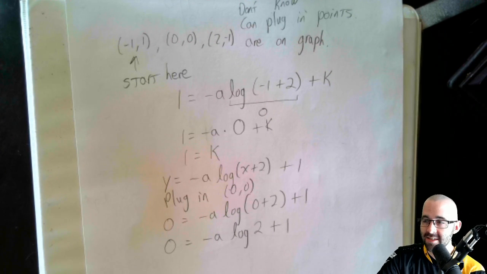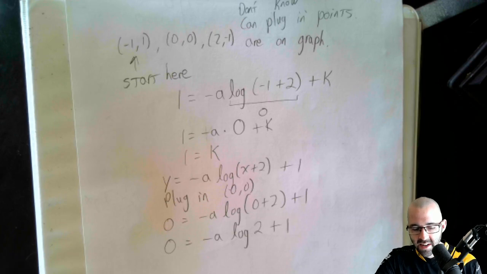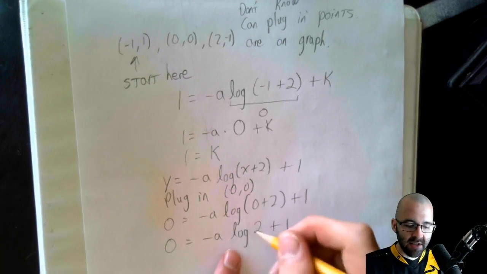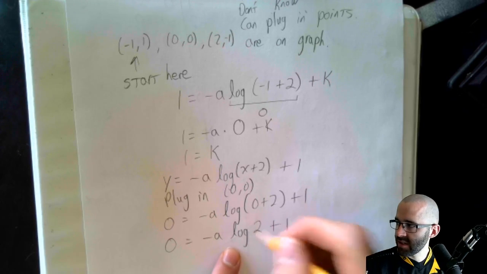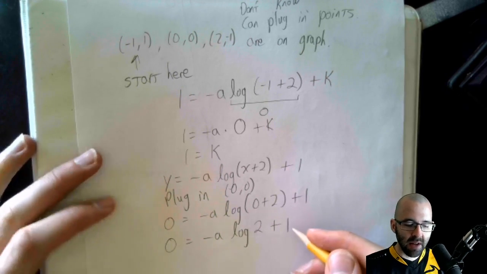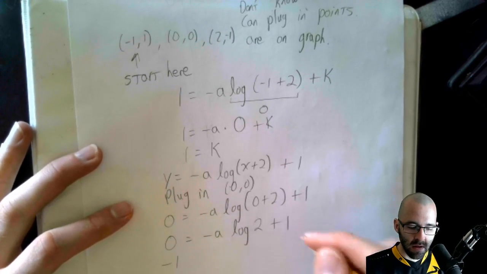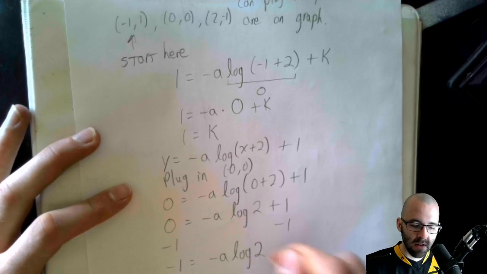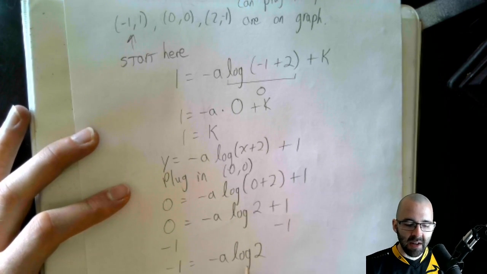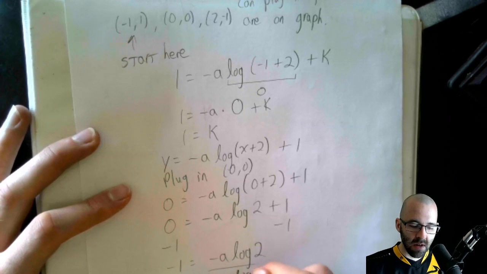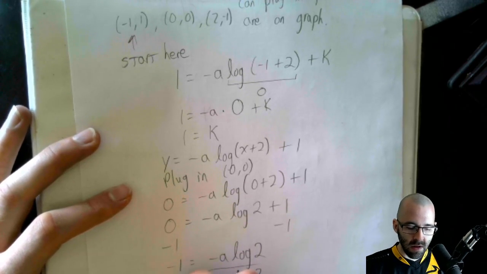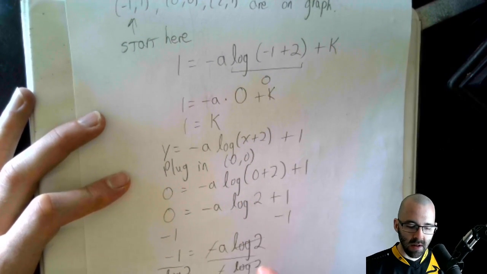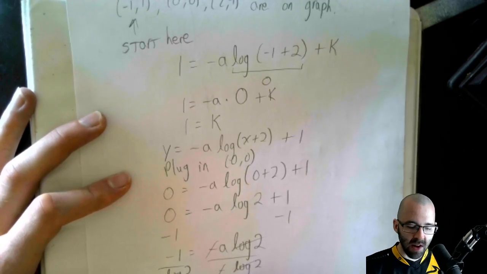Now this equation looks nasty, but it's not. This is just a linear equation to solve for a. This is just a number. It's a messy number, an irrational number, but it's just a number. So if we just subtract 1, we get -1 equals -a log 2. And then divide by negative log 2, then they cancel. We're just left with a is 1 over log 2.